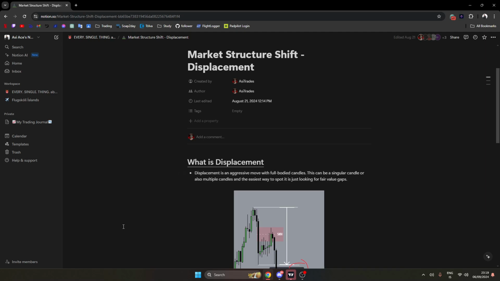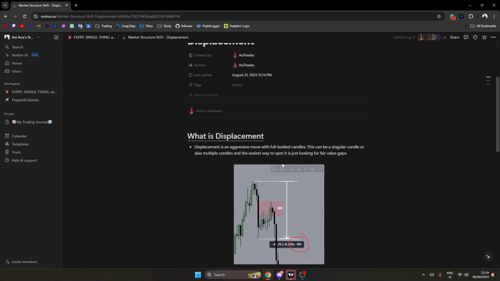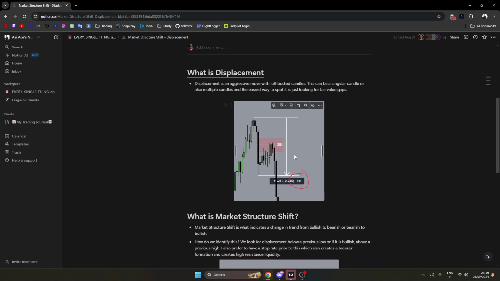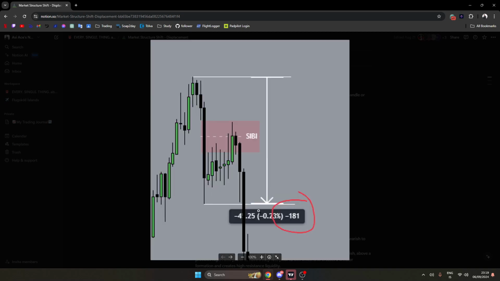Now, what is displacement? Displacement is an aggressive move with full body candles. This can be a singular candle or also multiple candles. The easiest way to spot it is just looking for fair value gaps. If we look at this image, you see we have the high of the displacement to the low of the displacement. The displacement itself created a fair value gap with a market structure shift.